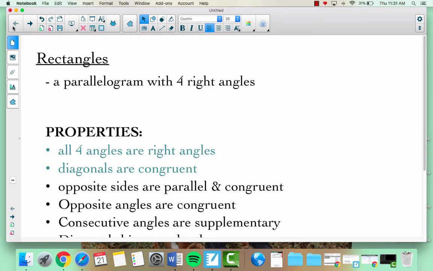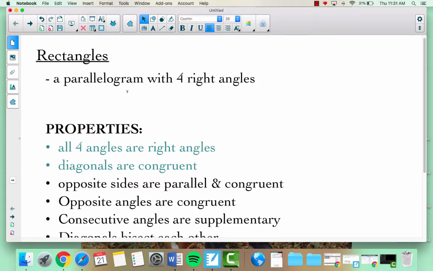This video today is going to be on rectangles, so make sure you have your rectangle characteristic sheet out, and you want to write these properties down on that sheet just so you have it as a reference. So a rectangle is a parallelogram with 4 right angles. That's its key characteristic. And there are a list of properties that all rectangles will have.